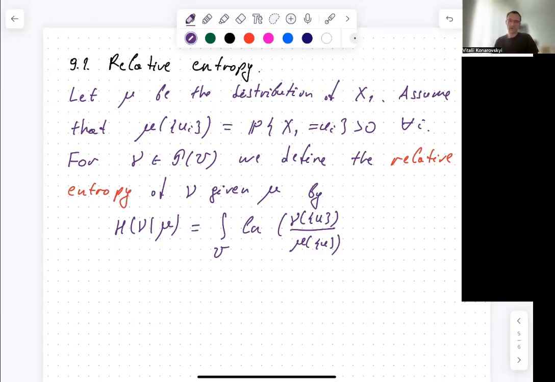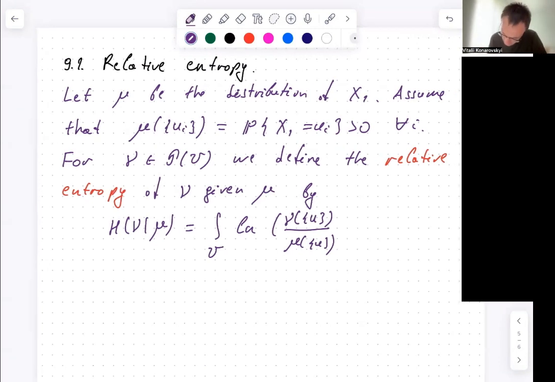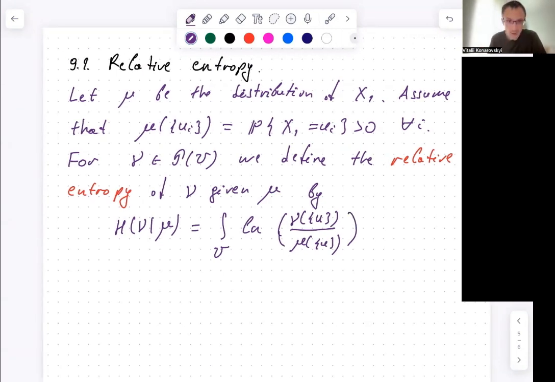If you know what the Radon-Nikodym derivative is, it is exactly the Radon-Nikodym derivative of one measure with respect to another measure, integrated against nu du. Or just using the fact that space U is discrete, it is nothing else than just a summation, right?